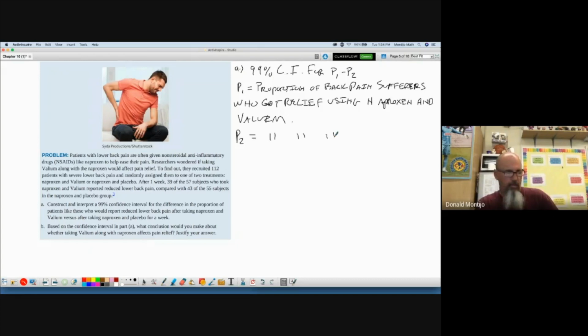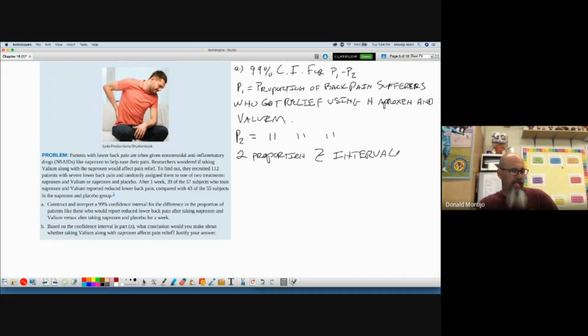Okay. Now, what are we going to do? This is called a two proportion Z interval. So what's our plan? How are we going to estimate this difference? Okay. So what are we going to do? Step one, we told them what we're going to do. Okay. Step two, are we allowed to do it?